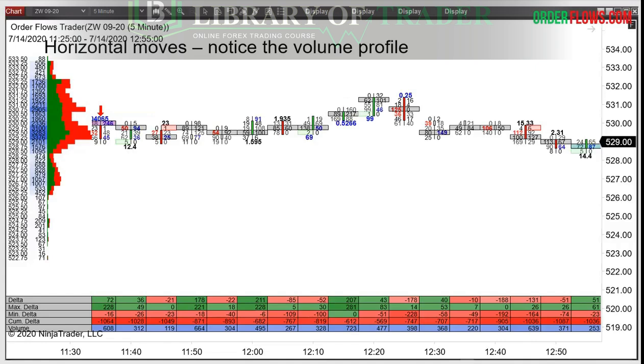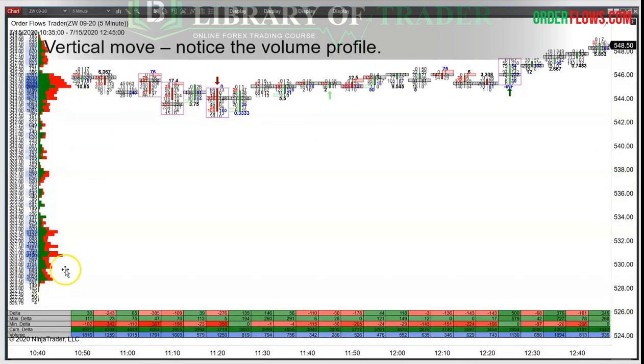So let me explain. Here you have a volume profile on the left of the chart, right? You have a nice distribution, normal distribution day. This is a nice horizontal day, right? We sort of just rotate around. Vertical days are days that trend, right? The market keeps making new higher highs or lower lows.